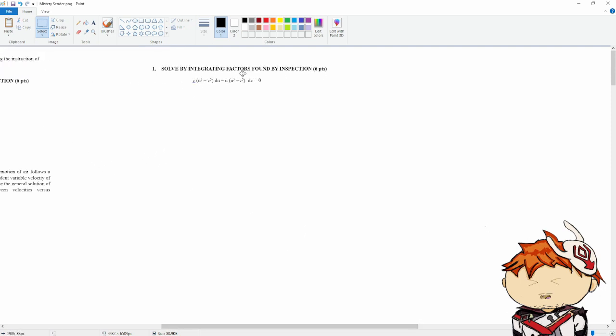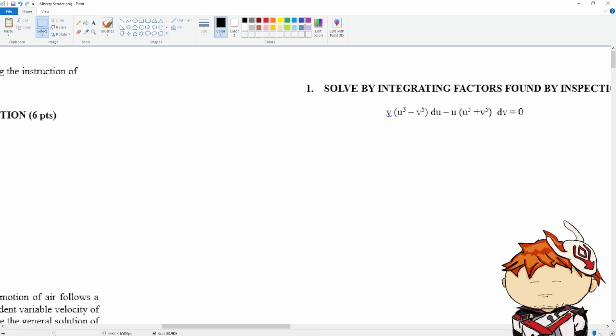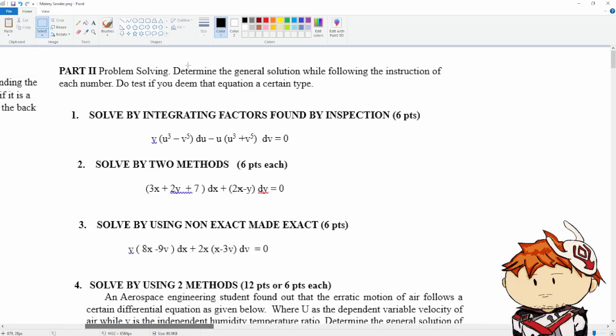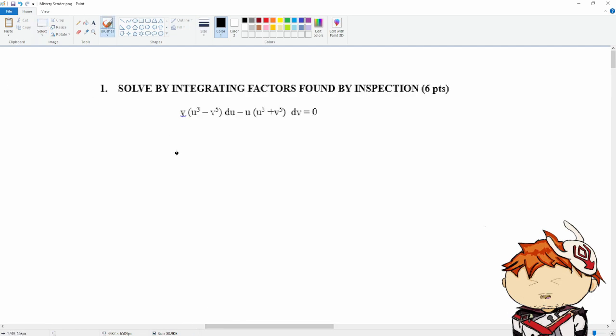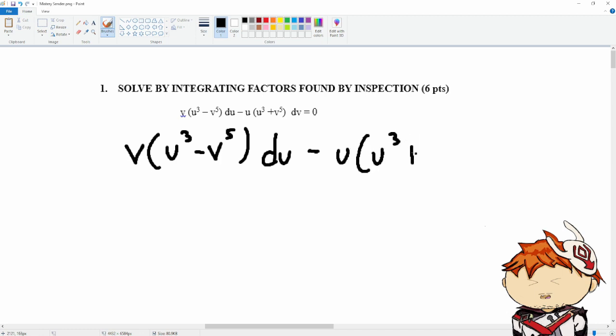So for inspection, in this part, problem solving, determine the general solution while following the instruction of each number. Do test if you think the equation is of a certain type. In this type, you don't know the type of the equation unless the problem gave it to you. So on number one, the problem basically gave you the type, inspection.